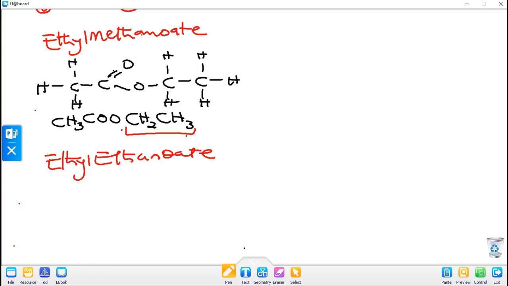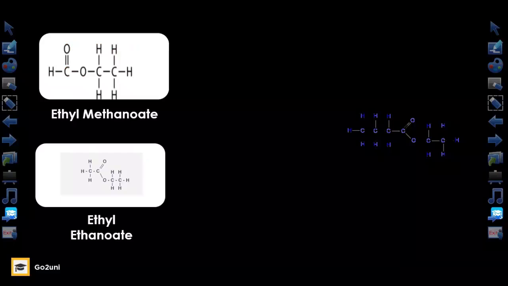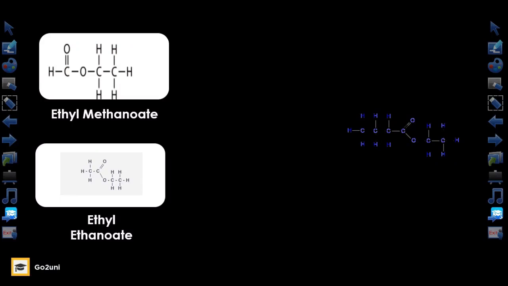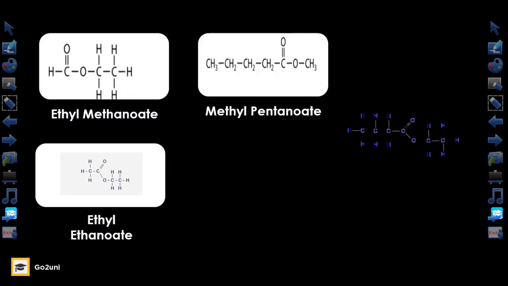So combining the name of the compound, we have it as ethyl ethanoate. Ethyl ethanoate, and that is why the compound is ethyl ethanoate. Let's take a look at another example.